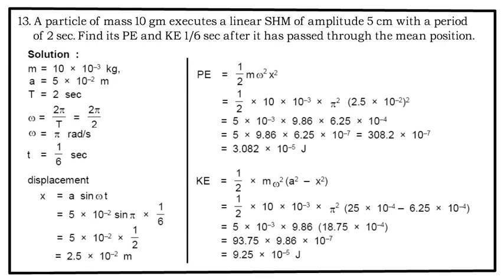Potential energy is equal to 1/2 m omega square x square. Put all the values of m, omega and x, you get potential energy is equal to 3.082 into 10 raised to minus 5 joules. Now kinetic energy is equal to half m omega square, a square minus x square. Put all the values of m, omega, a and x, you get kinetic energy is equal to 9.25 into 10 raised to minus 5 joules.